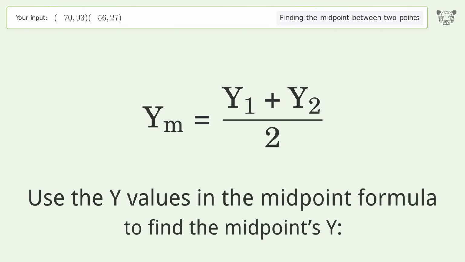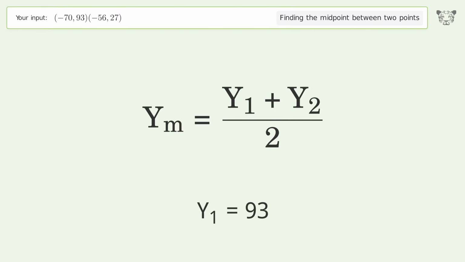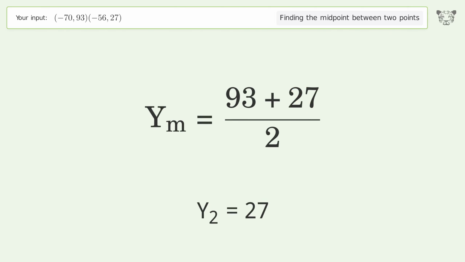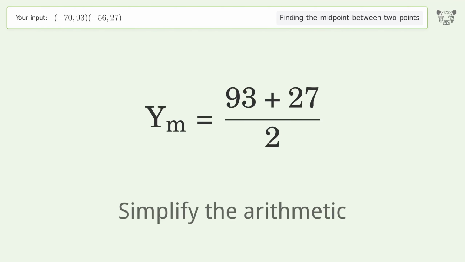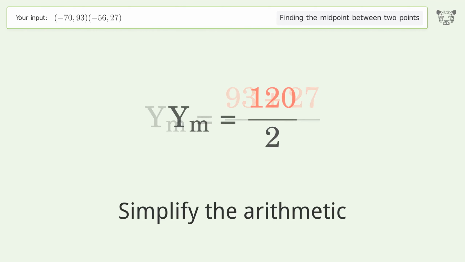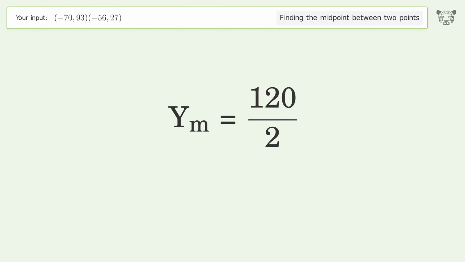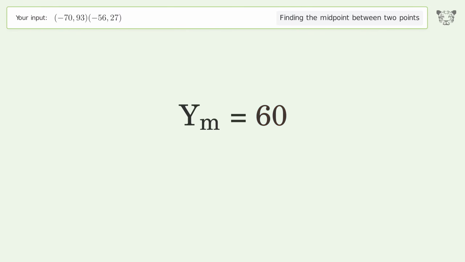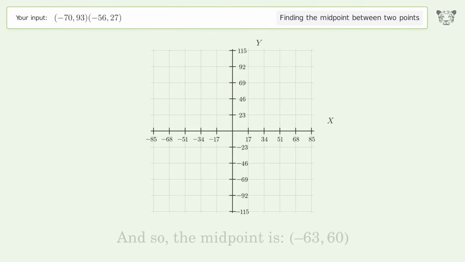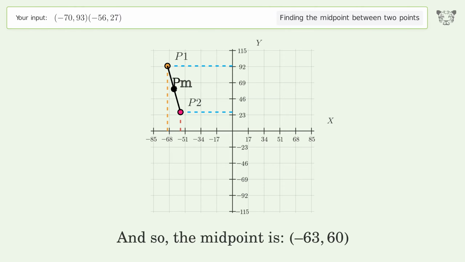Use the y values in the midpoint formula to find the midpoint's y. y1 equals 93. y2 equals 27. Simplify the arithmetic. And so, the midpoint is negative 63, 60.